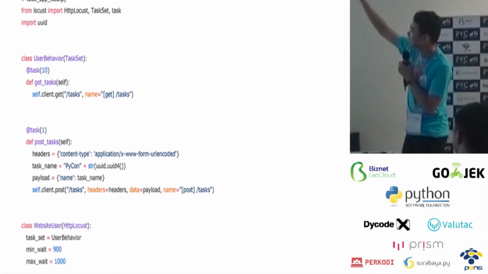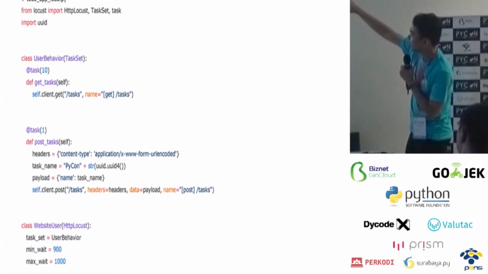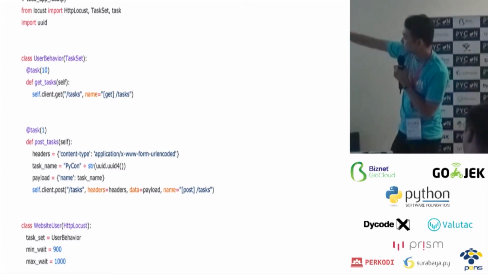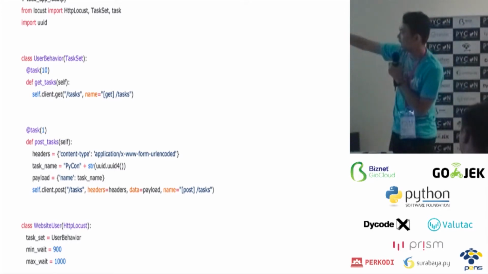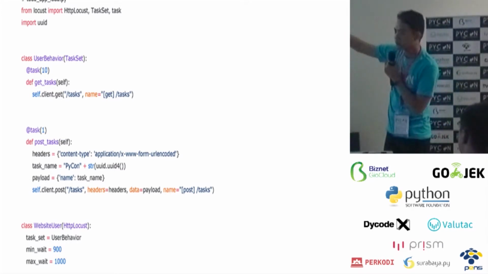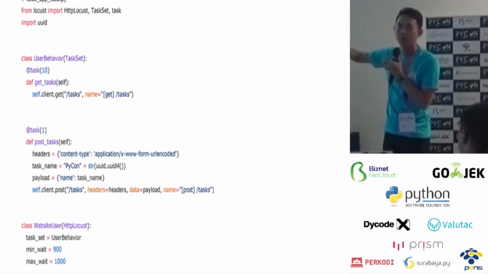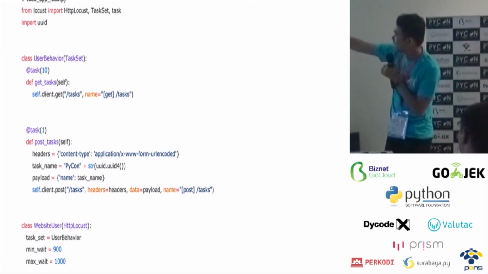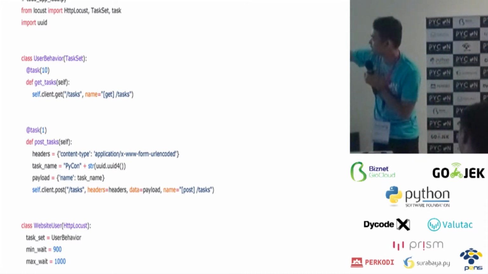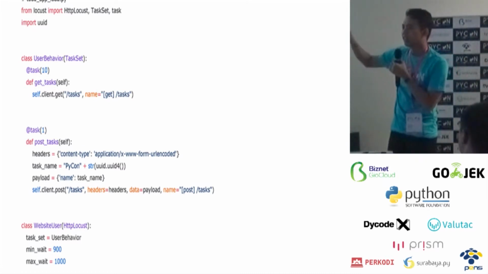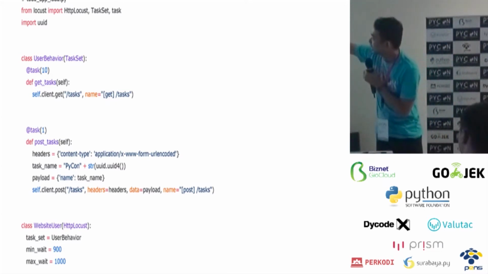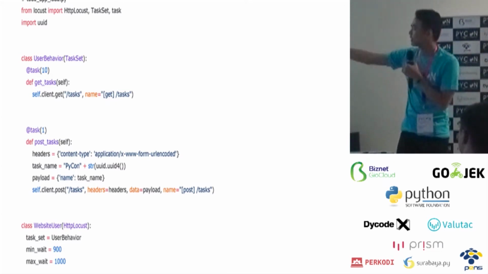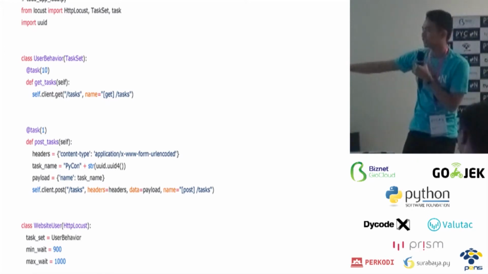We just import Locust, and all our user behavior or user scenario are in a user behavior class. In that class we have several tasks, and we can give them weight. In this case, our get task has weight 10, and our post task is 1. So we are simulating a ratio of 10 to 1: 10 get tasks for every 1 post task.